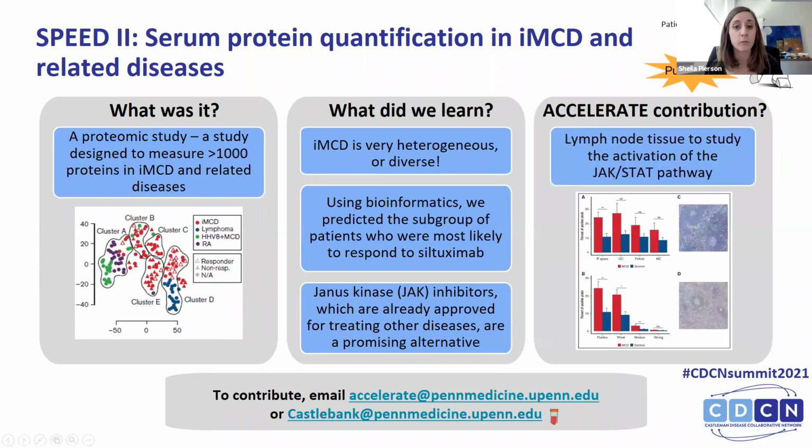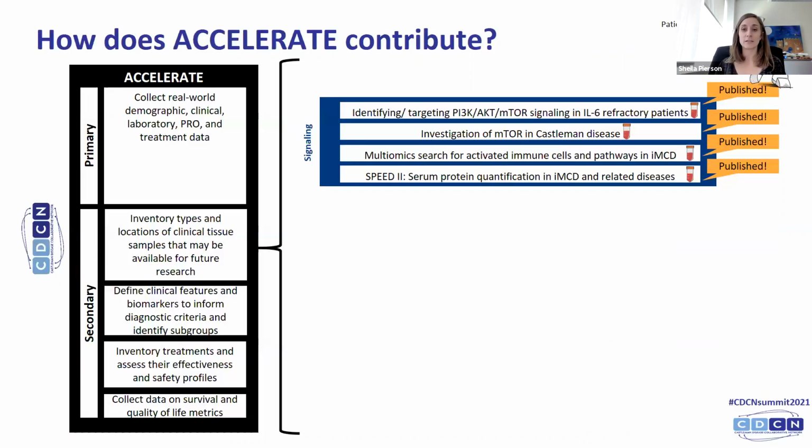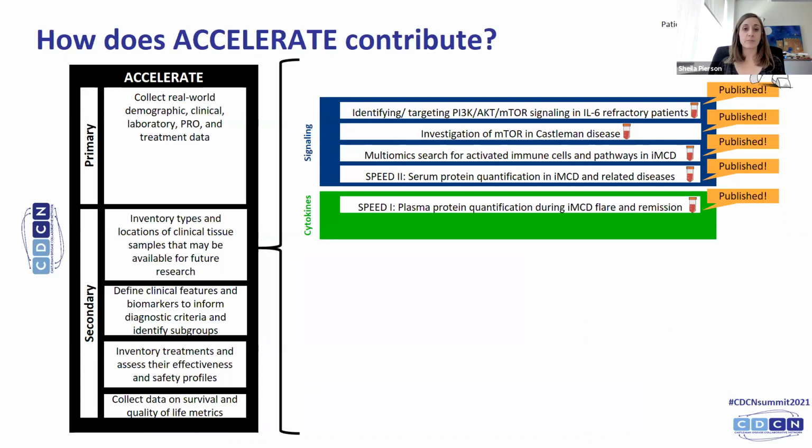And so here, again, we got this lymph node tissue, and we were able to study the JAK-STAT pathway through Accelerate. So all of these things that we collect through Accelerate go towards these studies here. And then SPEED 1 is our next study that we looked at. This is actually the predecessor to SPEED 2.